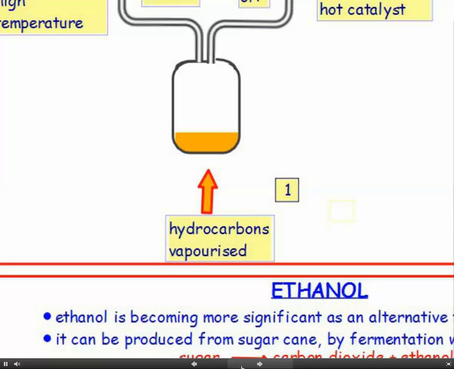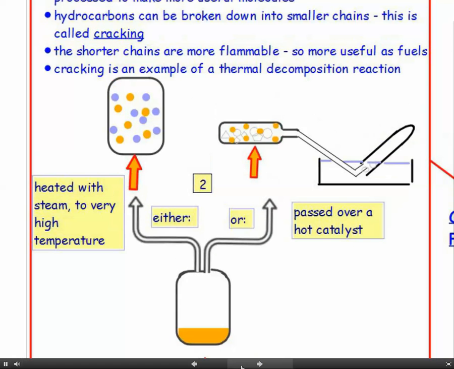Cracking is an example of a thermal decomposition reaction. So, there are two basic methods of cracking. Both of them start out by vaporizing the hydrocarbons, which means heating them up until they evaporate. Then the vapors can either be heated with steam to a very high temperature, or they can be passed over a hot catalyst. Both of these methods will result in cracking.